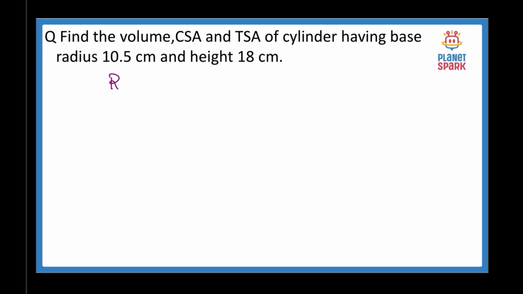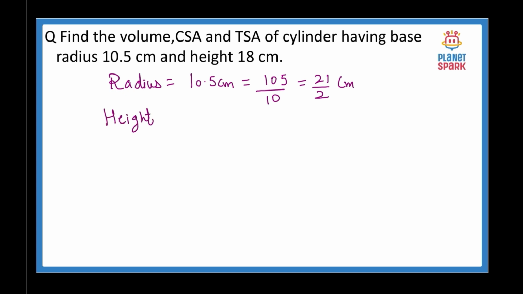Find the volume and the CSA of the cylinder having base radius 10.5 centimeter and height 18 centimeter. So radius is 10.5 centimeter, which you can take as it is. But here is a Planet Spark tip: let's reduce it into simplest form. First, I'll convert it into a fraction and then reduce it. So 10.5 will become 105 upon 10, and dividing by 5, I'll get 21 upon 2 centimeter. Height is equal to 18 centimeter.